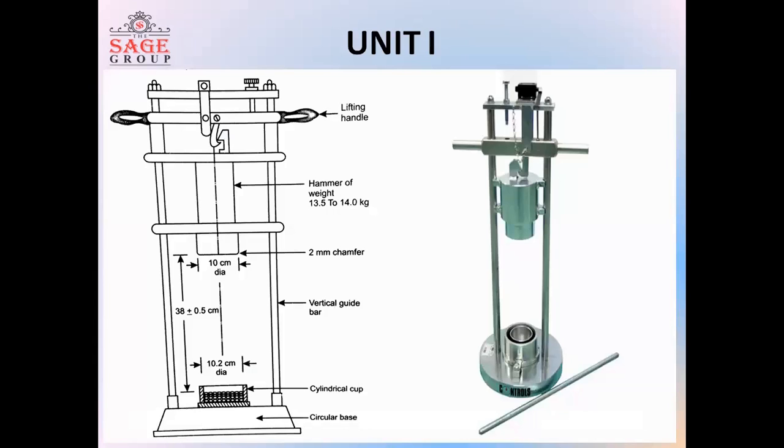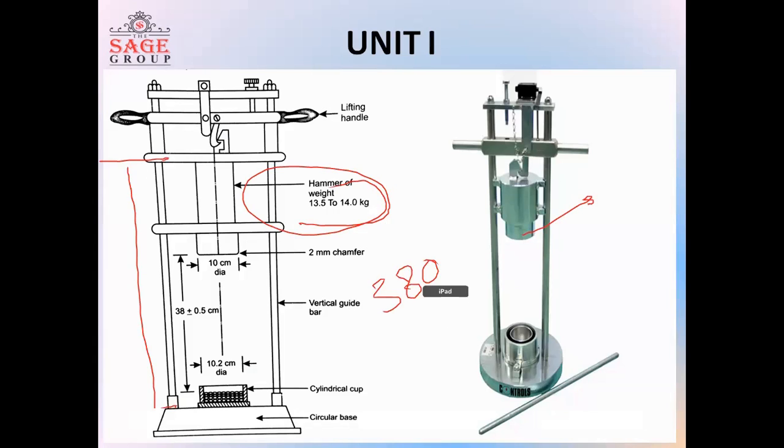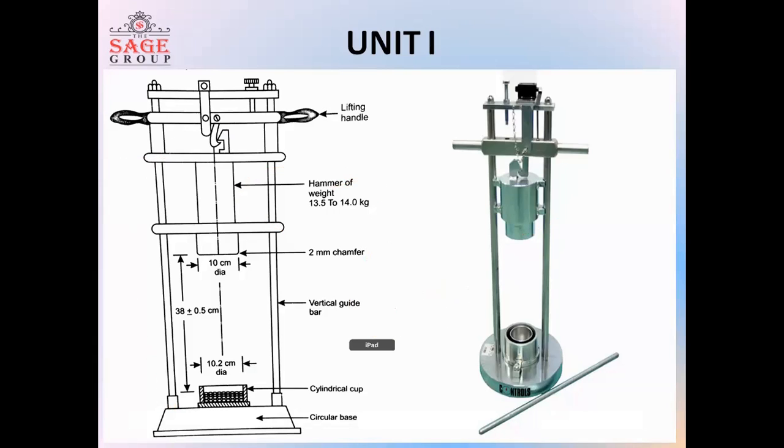This is the machine in which the impact test of the stone is done. This is the hammer, which has a weight of 13.5 to 14 kg. The height is 380 mm, from which the hammer is freely falling. This is the tamping rod by which the tamping is done 25 times. This is the mold or the cylinder in which the aggregate is filled, having a size of 10 to 12.5 mm.